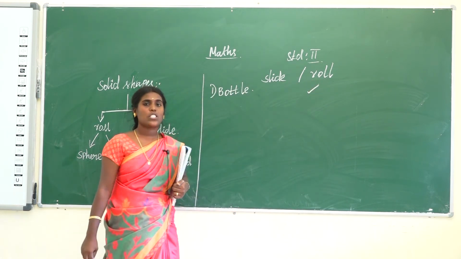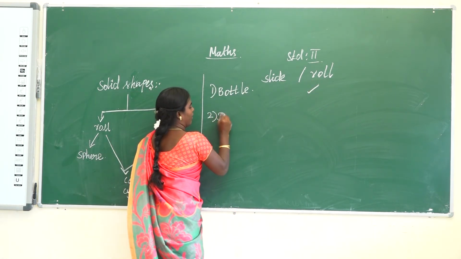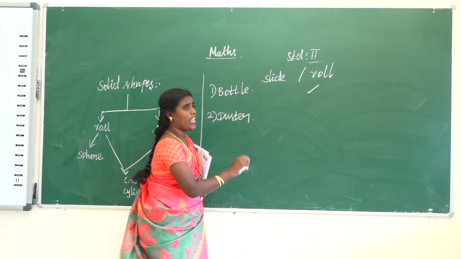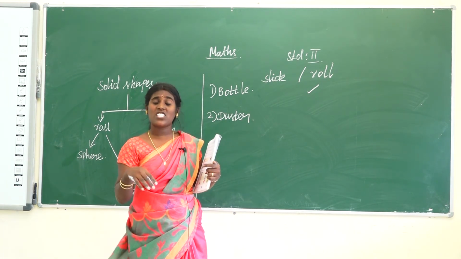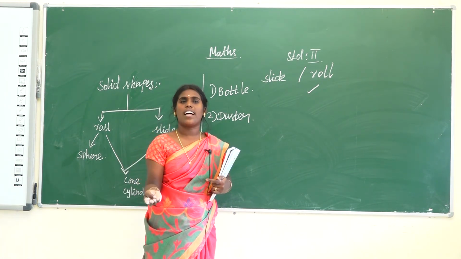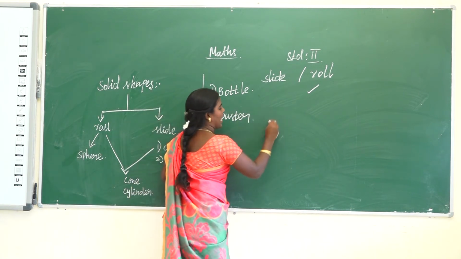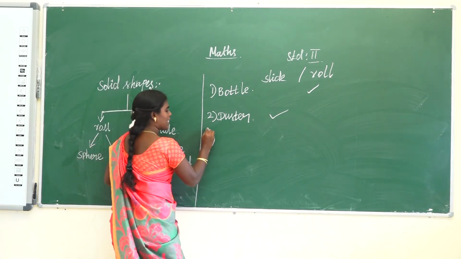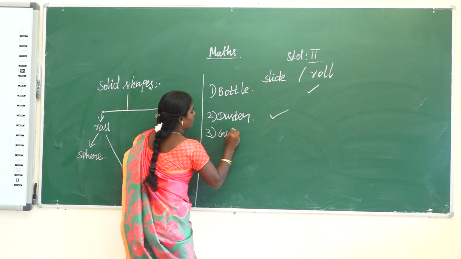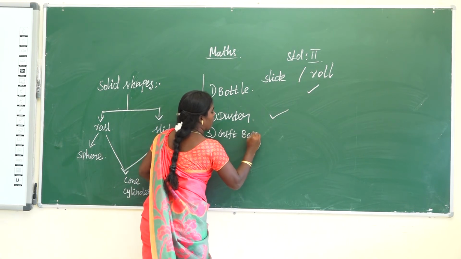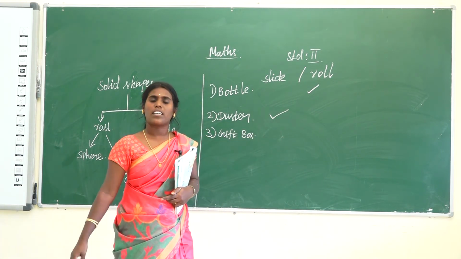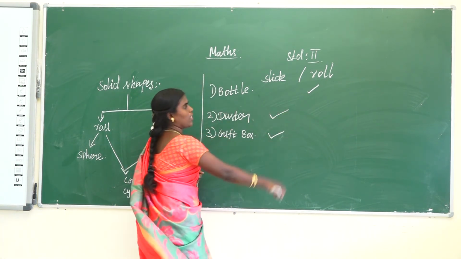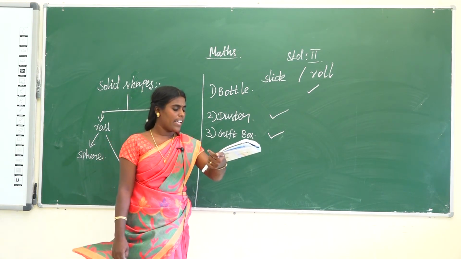Okay. Then next one is duster. Is the duster sliding or rolling? Duster has no curved surface. That is only slide. Okay. Then next one is gift box. Does a gift box have a curved surface? No, so it only slides. So that is slide. Then next one is ball.